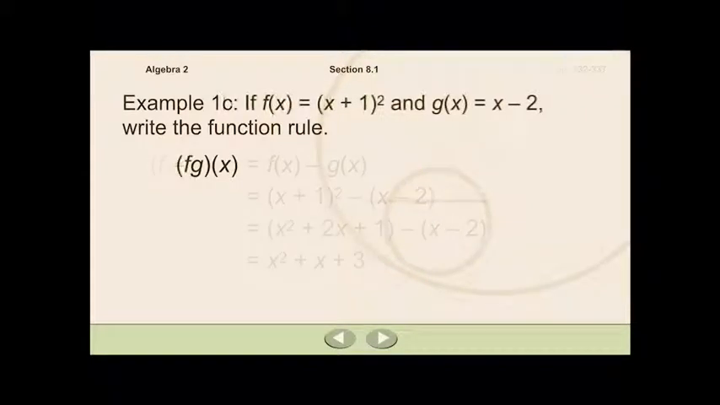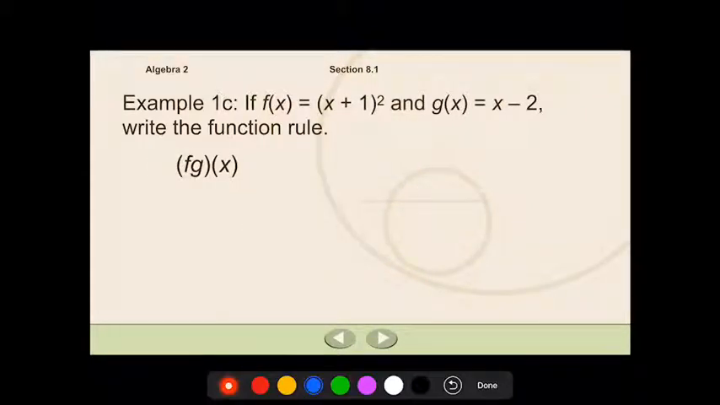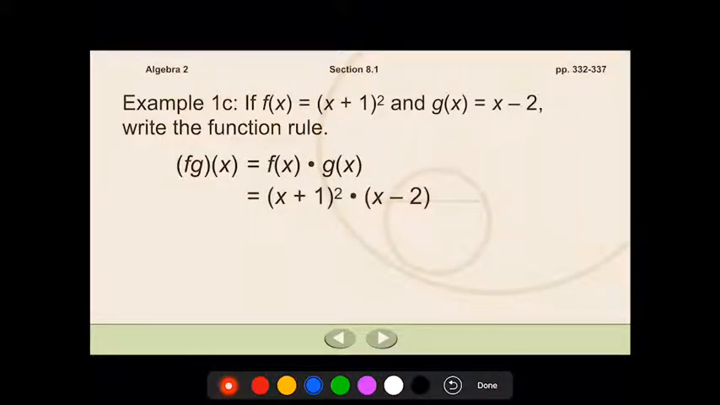It's just simplification. Here, same example, just f g of x. This means we multiply the two functions. So we say f of x times g of x. Again, you write everything out just like we had previously, x plus 1 the quantity squared, but this time we're going to multiply it times x minus 2.